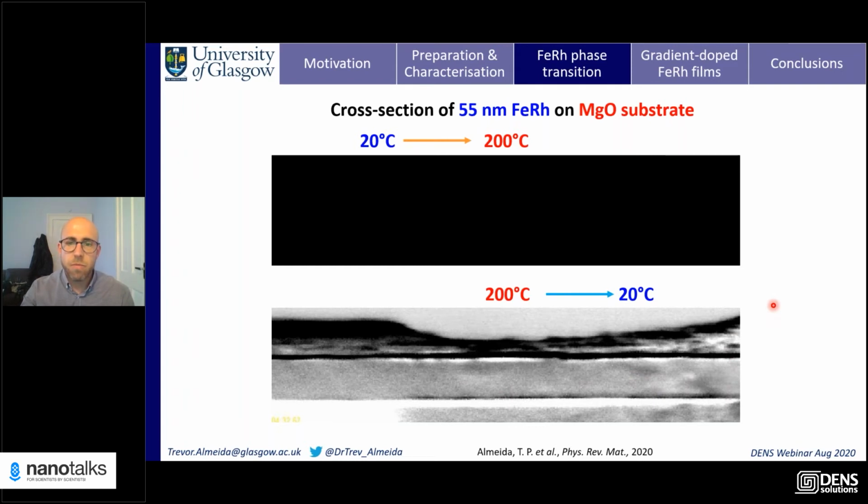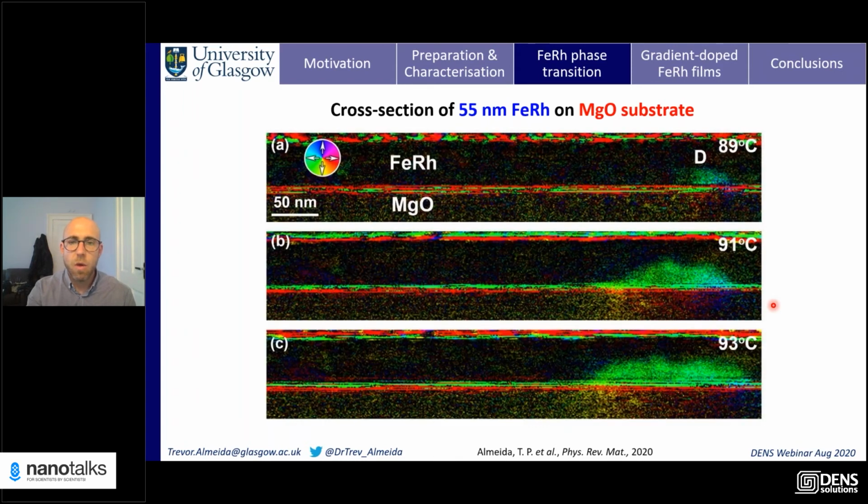So we can get a better idea of what's going on there by taking images as a function of temperature. And in this case, I used the first image that we acquired at room temperature as a benchmark to then subtract from additional images so that we get rid of the structural defects within the iron rhodium thin film, because they won't be affected by the transition. So we've got iron rhodium thin film, on an MgO substrate.